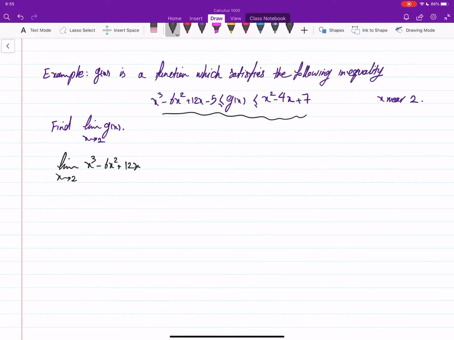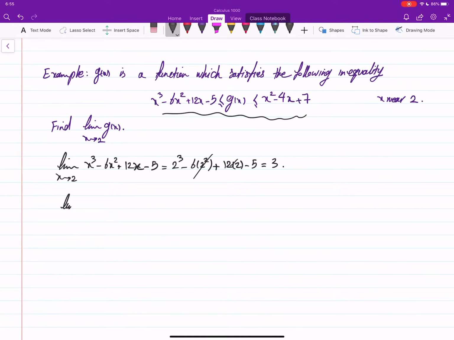So we only have 2 cubed minus 6 times 2 squared plus 12 times 2 minus 5. And that gives us what? These two cancel each other. 8 minus 5, this is 3.